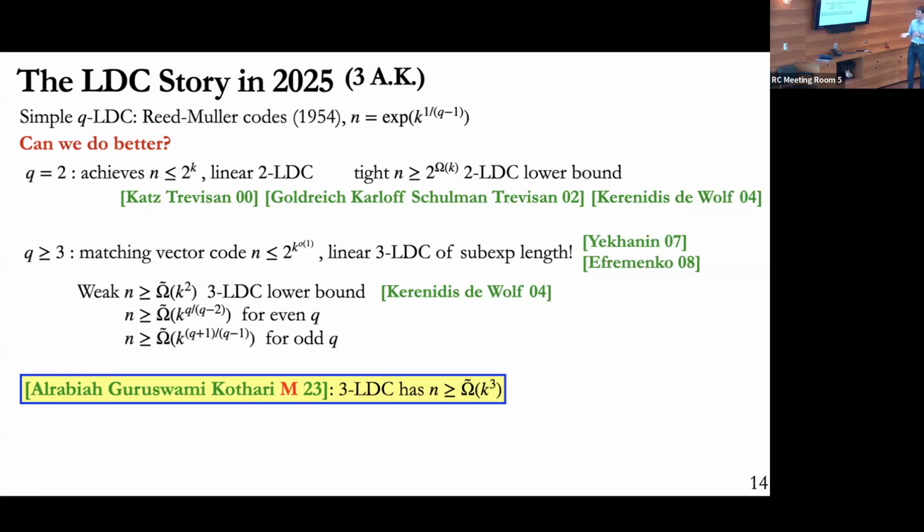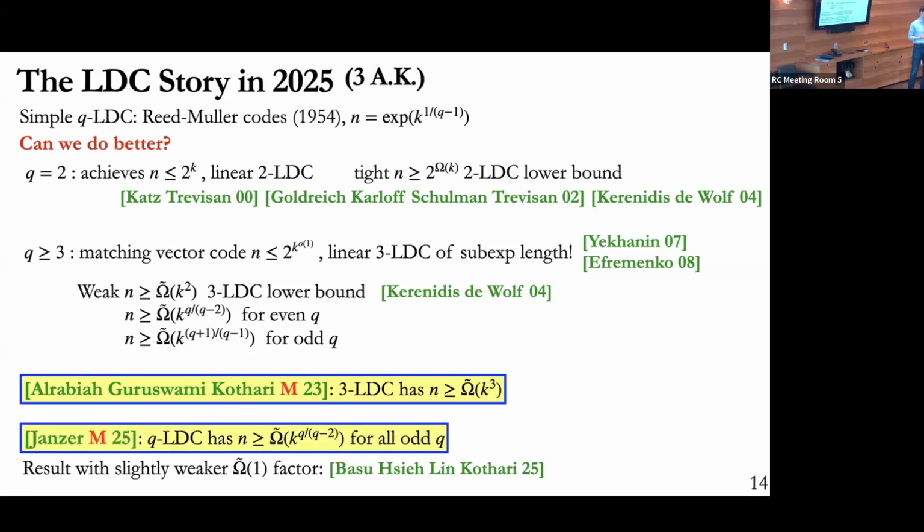And that was the state of affairs until very recently, just a couple months ago. Oliver and I proved the lower bound that gets this k to the q over q minus 2 for all odd q. And there was a concurrent work of Basu, Shea, Lin, and Kotari. This is Arpan Basu and Andrew Lin. These are both PhD students at Princeton. Of course, Pravesh is also at Princeton, and Tim's another one of his students. And they proved essentially the same result. The result technically has a slightly weaker polylog factor hidden in the tilde, this omega tilde 1, but the main thing here is to get the k to the q over q minus 2. That's the polynomial factor. So really, it's essentially the same bound.